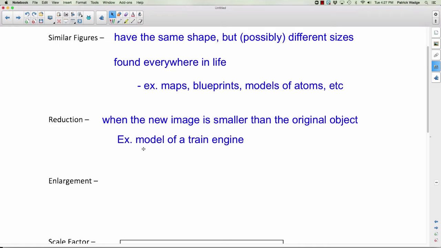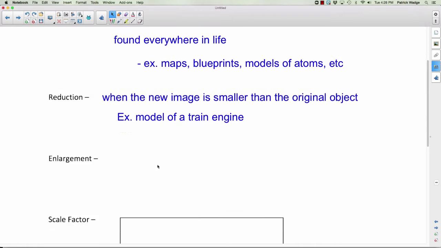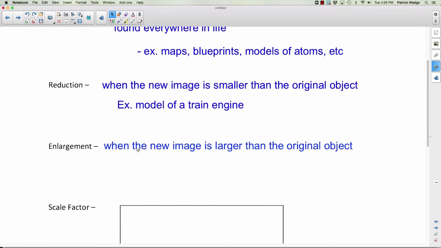So it's a reduction. It's taken a real object, which is the train, and it's made a new, smaller version of it. But it should be the same shape, right? The wheels should be proportional to the real train. The door that the engineer walks in should look proportionally the same as the door of the real train, etc., etc. With an enlargement, as you can guess, the new image is larger than the original.